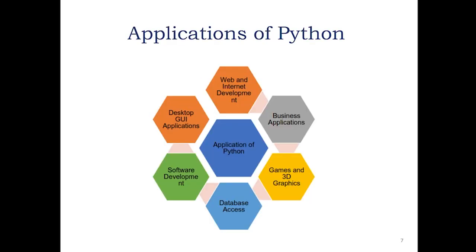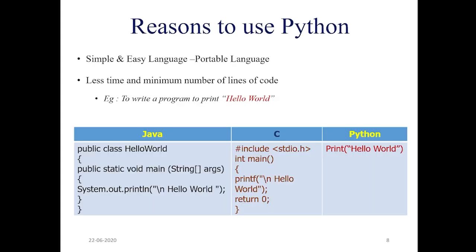What are the applications of Python programming? We can develop web applications, internet development, GUI applications, business applications. We can develop software using Python programming. We can use it for database programming or database access, games, 3D graphics. In all the areas, Python programming is used. So these are some of the applications of Python programming.